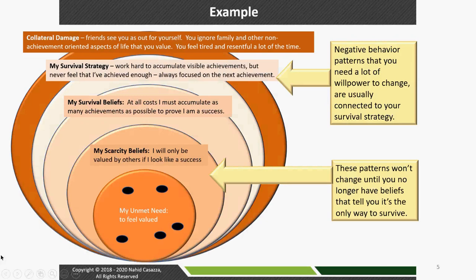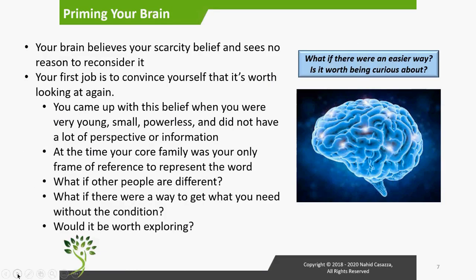So what we have to do next, once you've got your puzzle and you're feeling pretty sure about your scarcity belief, is prime your brain. The way we prime the brain is we appeal to it, because the brain is just trying to survive. So we basically say, it's worth looking at again. This belief that I made up is worth reconsidering. Maybe it's not the truth. And if it's not the truth, our life might be a lot easier. It's almost like you're having a conversation with your inner brain, a conversation with yourself.